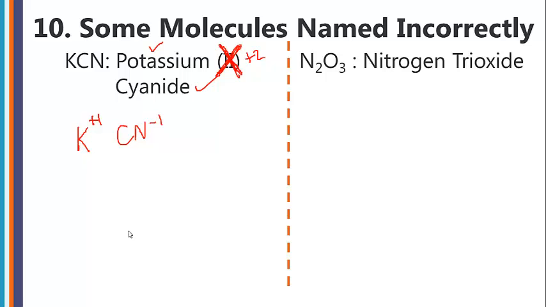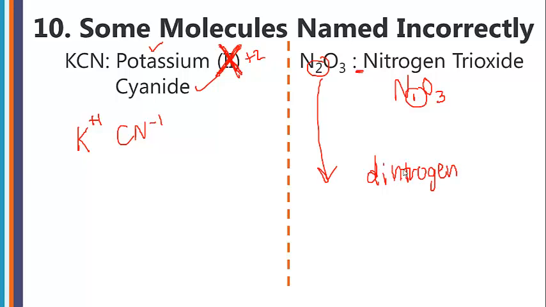Last one in this set is going to be nitrogen trioxide. Whenever we have it written like this, nitrogen is N, and there's nothing in front of it, so this is mononitrogen, just one nitrogen, and trioxide means O3. So here we see there's a problem. The correct way to name this is going to be dinitrogen trioxide, because there are 2 nitrogens and 3 oxygens.